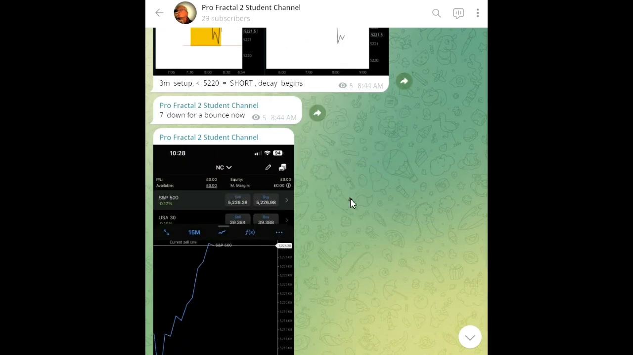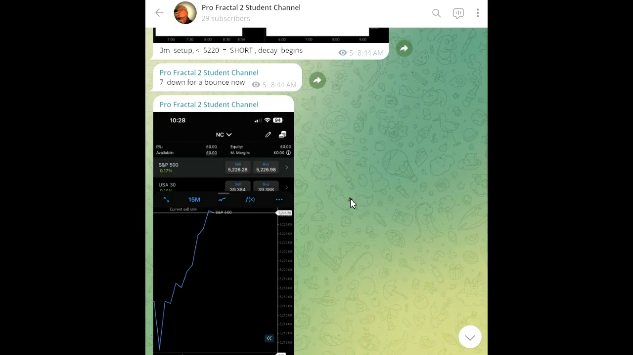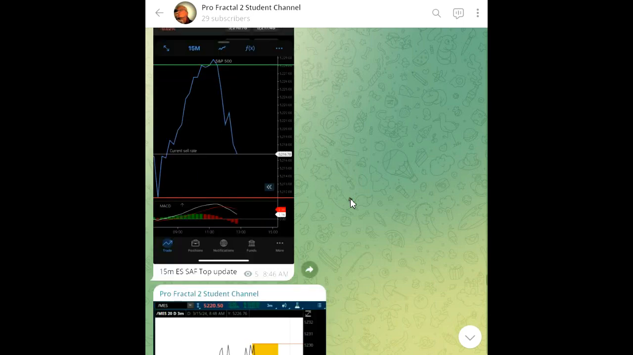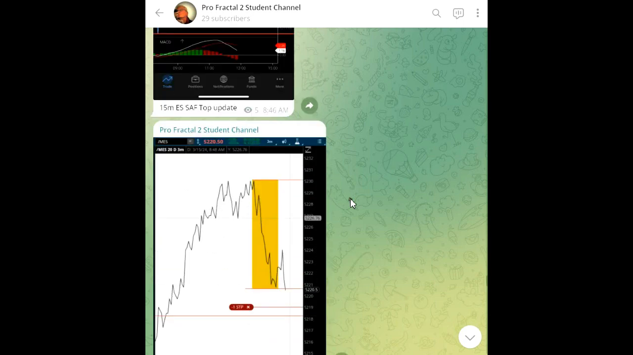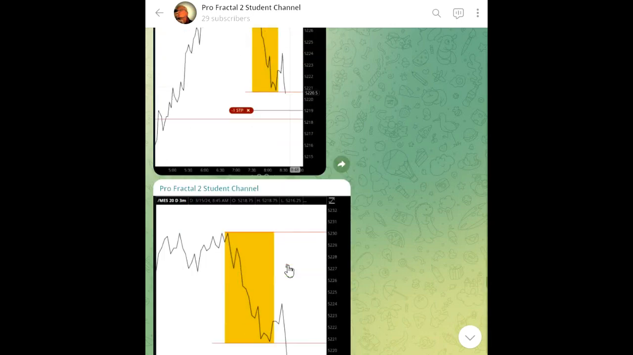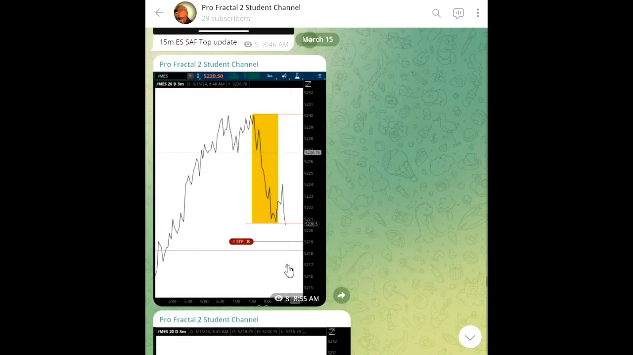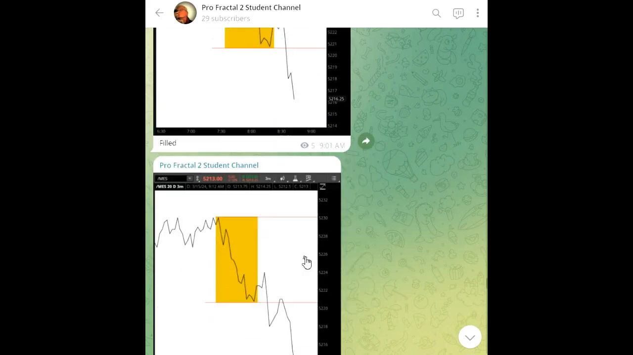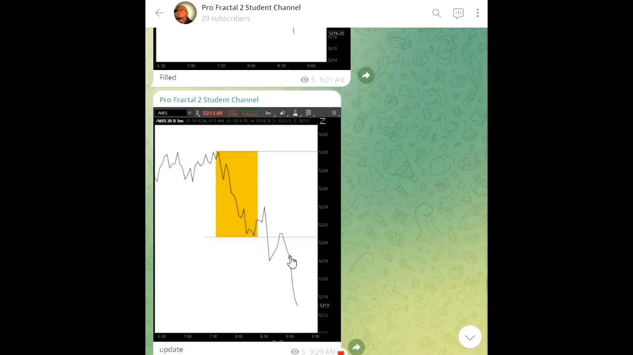Again, Neil came in on what, 7 down, bounce up. Here's a typical reverse fractal growing. Then it decided to decay, and use your entry point here. I'll put entry points. Look what happened from here to here. It broke the channel right down. Broke the channel, more decay.